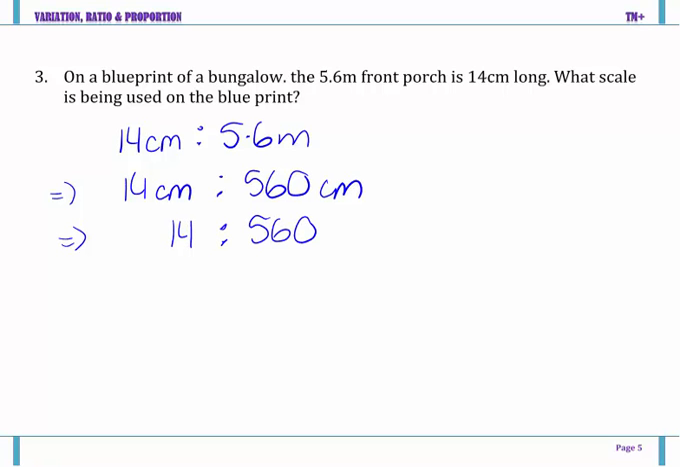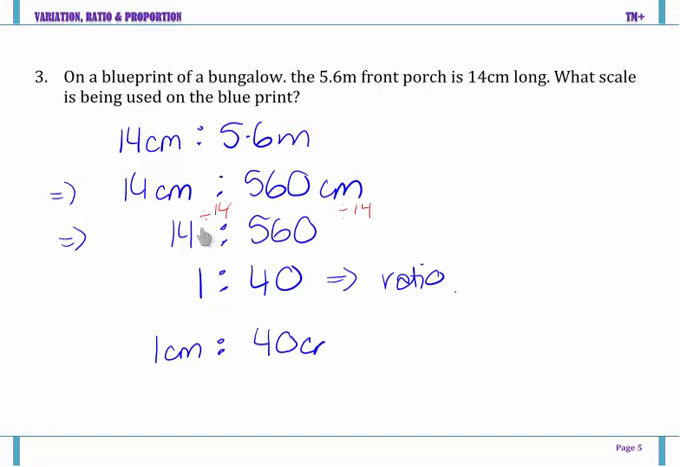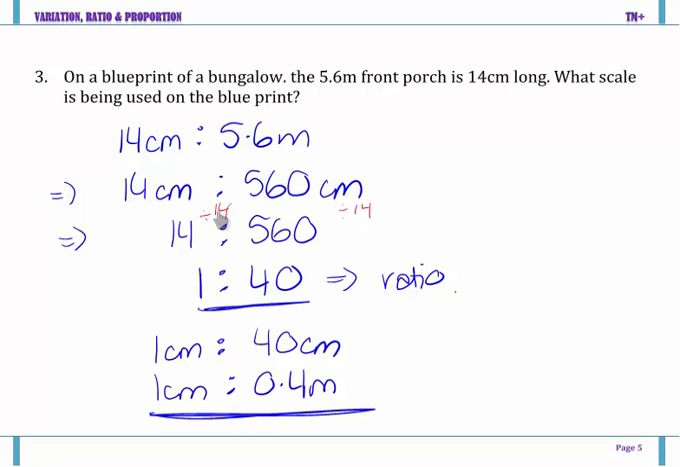And now I simplify. So 560 can actually be divided by 14. So divide both sides by 14. And you get 1 is to 40. Okay, that as a ratio without units. Your other option is 1 centimetre is to 40 centimetres, or 1 centimetre is to 0.4 metres. So either this or that. Probably your best alternative is to go 1 is to 40.